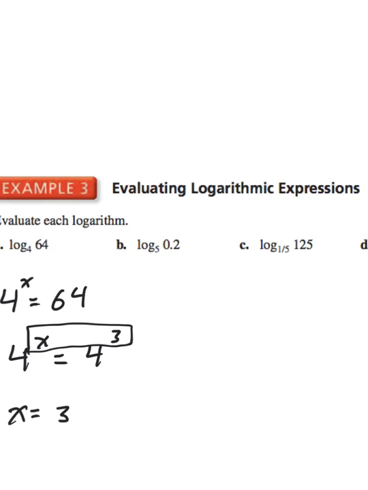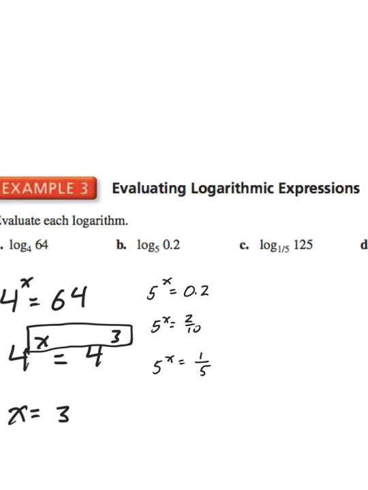This next one is a little tricky, but let's go ahead and see what the question is asking. It's saying log base 5 of 0.2. It's asking the question, 5 to the x is equal to 0.2. Now, that looks like a problem until I convert that decimal into a fraction. So let's see if you guys can remember. What is 0.2 as a fraction? Well, that's the same thing as 2/10. So this is 5 to the x equals 2/10. Well, let me simplify that. 5 to the x equals 1/5.